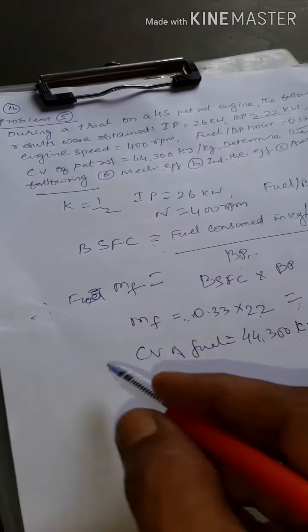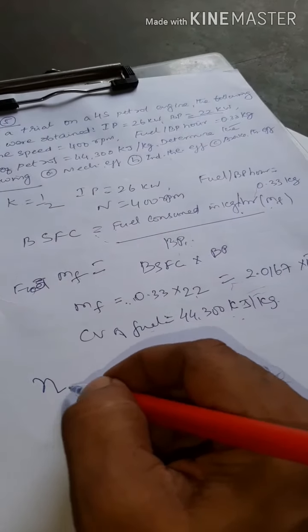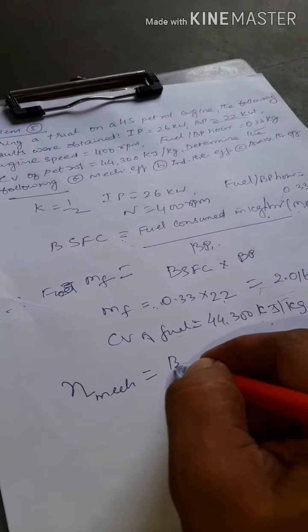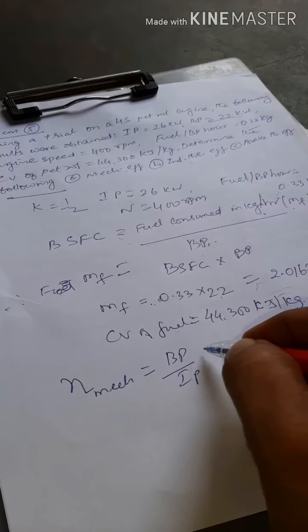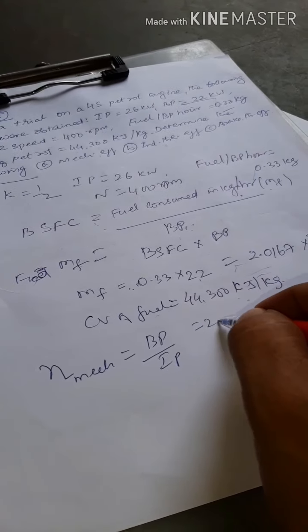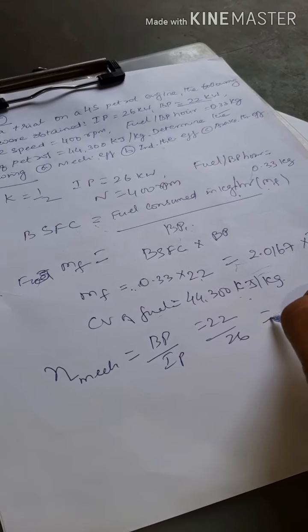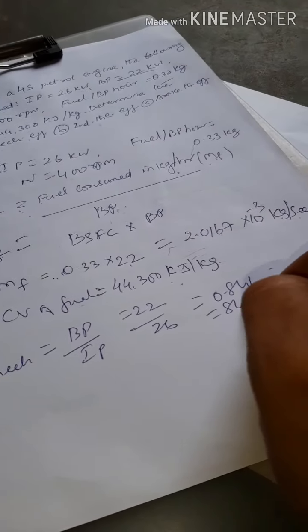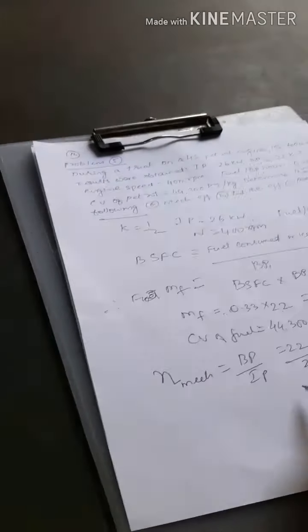Next, you have to find out the mechanical efficiency. Mechanical efficiency is equal to BP by IP. Substitute BP by IP, so 22 by 26. We are going to get 0.846 or 84.6% is the mechanical efficiency.